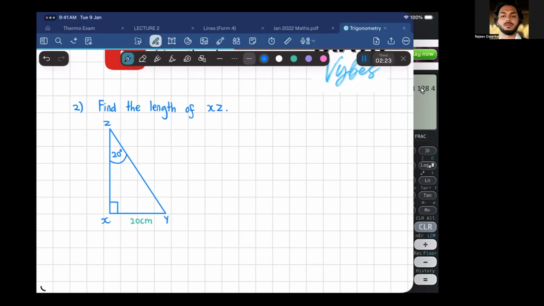Oh wait, Perseus, I had corrected the question. It's not XY, it's XZ, because you already have XY. You can't find something you already have. Yeah, so which trig ratio do you think you should select if you're trying to find XZ and you have XY?